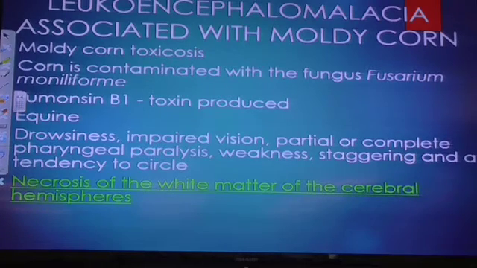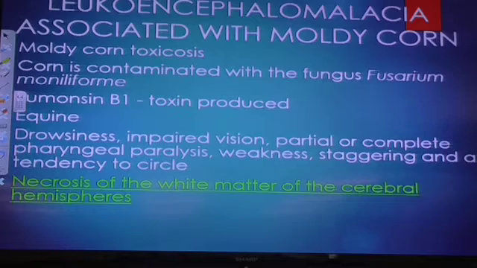So it's also known as moldy corn toxicosis, and the corn is contaminated with the fungus Fusarium moniliforme, and that's important to know. So it's not just that they eat corn that's old and whatever, it has to be contaminated with this fungus. And then the toxin that's produced is fumonisin B1. So it's important to know the fungus that causes the leukoencephalomalacia, and the toxin that's produced.